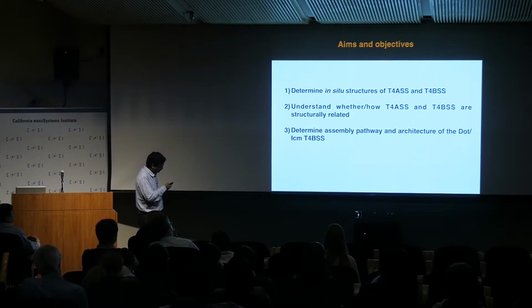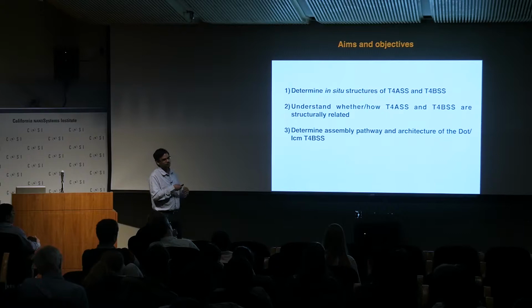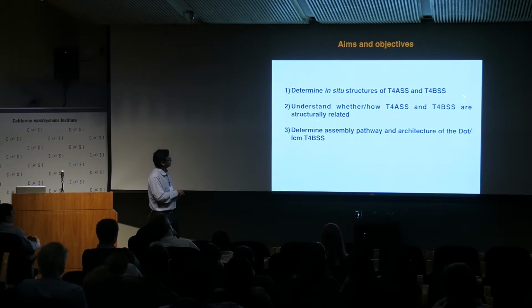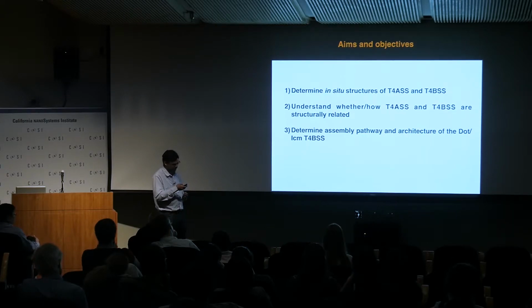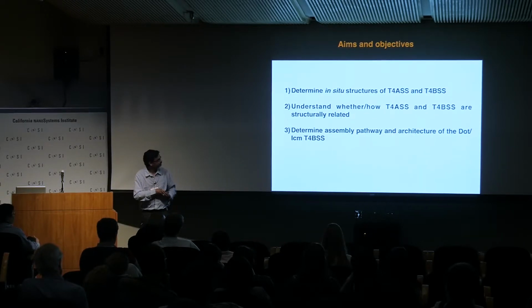So what we wanted to do is get the structure of both type 4A and type 4B secretion systems inside the cells, and understand whether they are architecturally related, because they are both type 4 secretion systems, but the number of components and compositions are quite different. And we also want to know the assembly pathway and architecture of the type 4B secretion system.